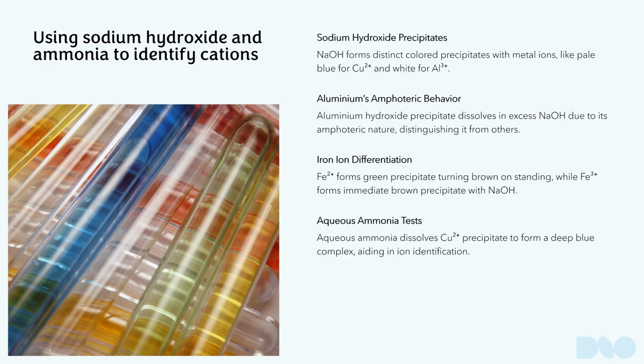Iron ions provide another clear distinction. Fe²⁺ forms a green precipitate of iron(II) hydroxide, which slowly turns brown on standing due to oxidation, while Fe³⁺ forms an immediate brown precipitate of iron(III) hydroxide. Aqueous ammonia can give different results, helping to distinguish between ions such as Cu²⁺, where the blue precipitate dissolves in excess ammonia to form a deep blue complex.